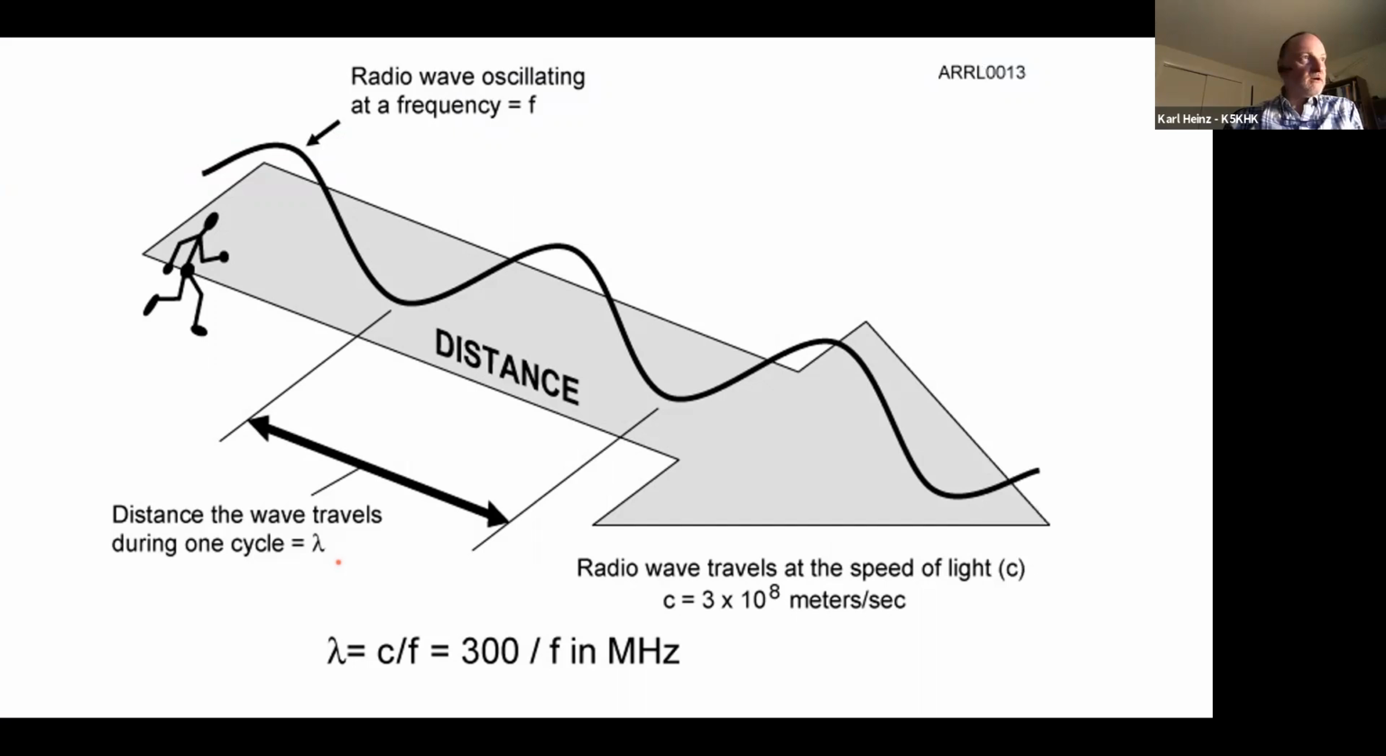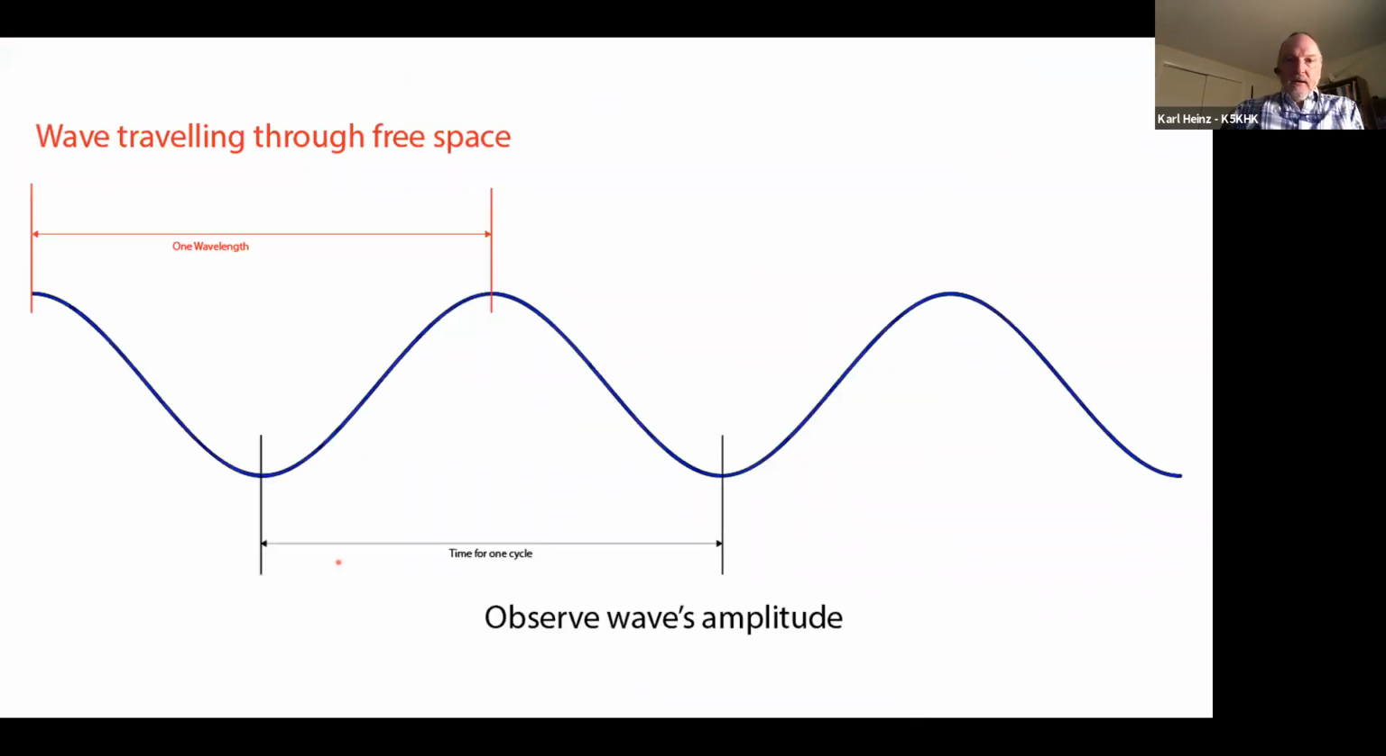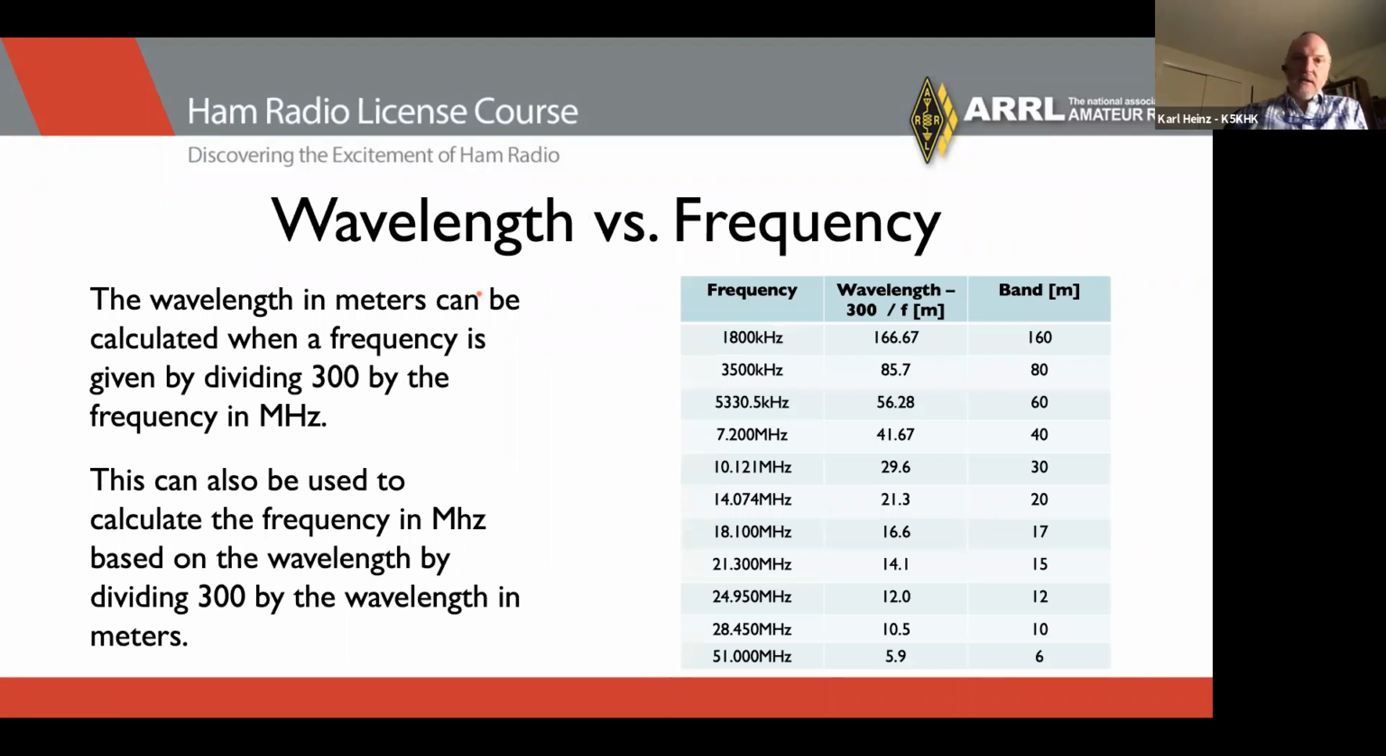That's the same diagram, just bigger. More description of that wavelength. So we go from one peak through the valley up to the next peak, and that is our wavelength. Here we have a table that shows different ham radio bands and their frequencies. So again, we divide 300 by the frequency in megahertz, and that gives us the wavelength in meters.